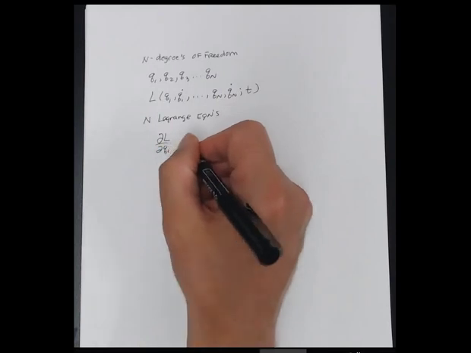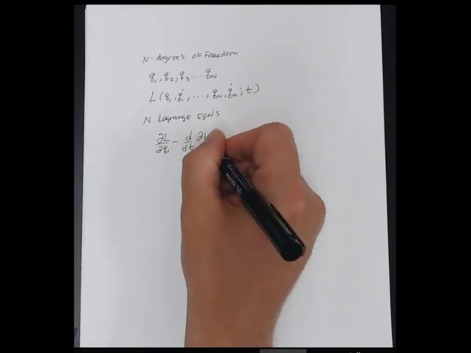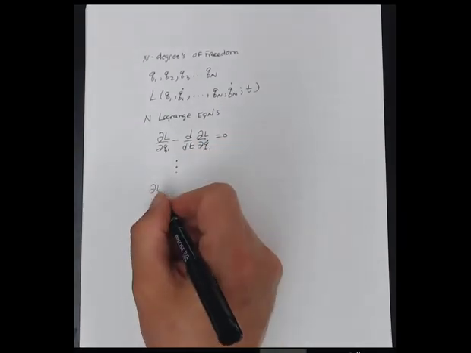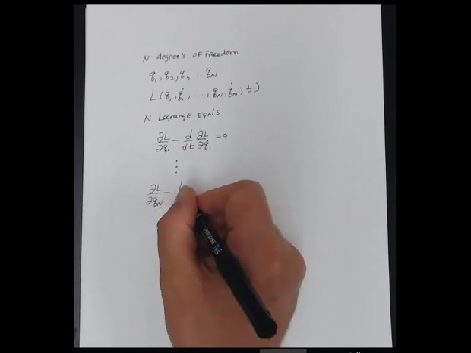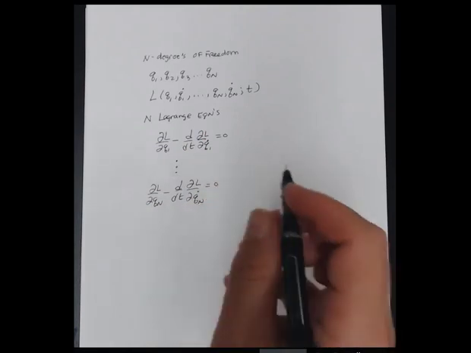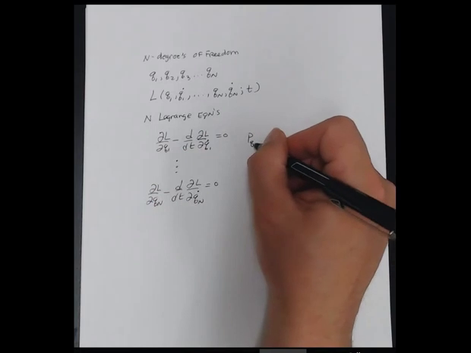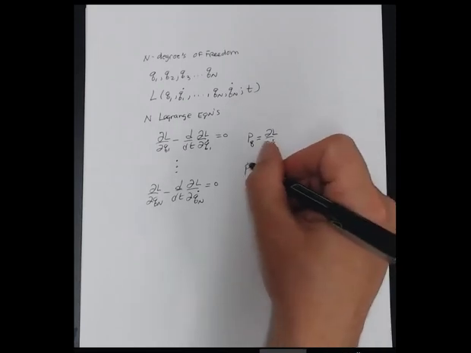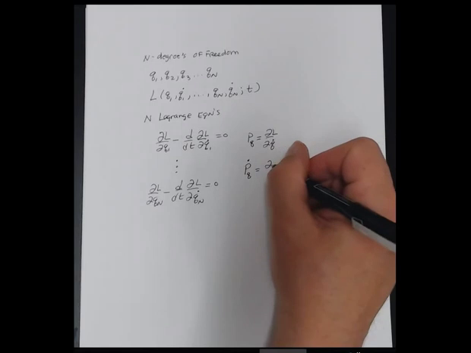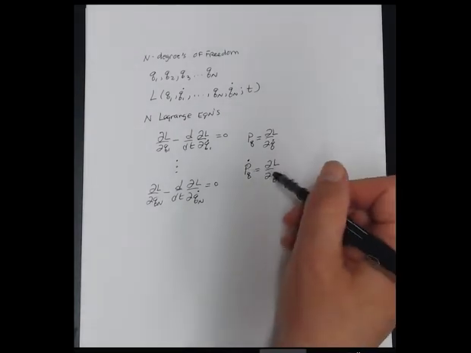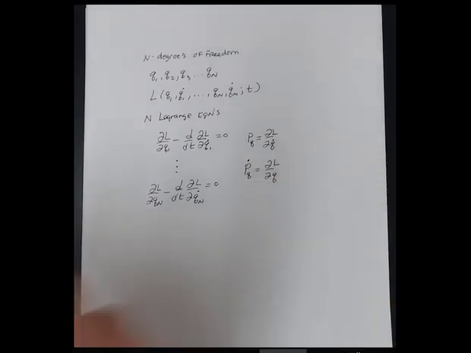dL/dq1 minus... and that the generalized momentum is that, and the time derivative is... and that if this is 0, if the time derivative of the generalized momentum is 0, then that q is ignorable. It's called an ignorable coordinate.